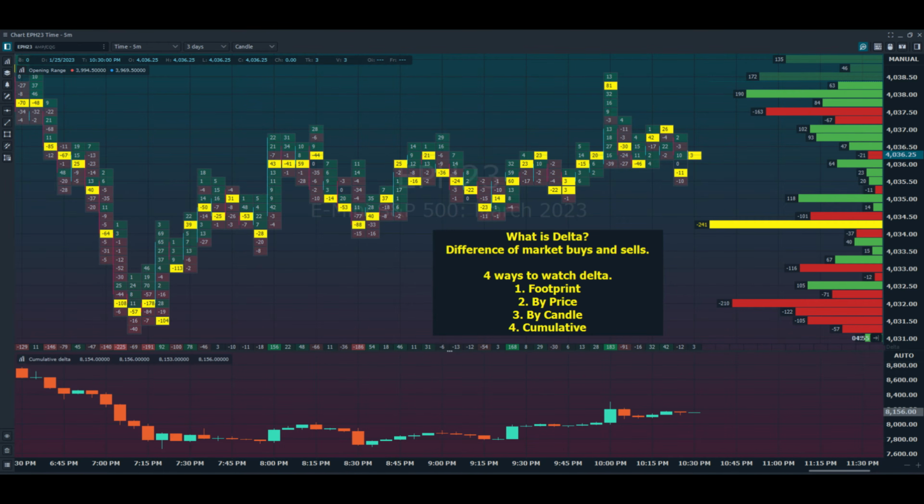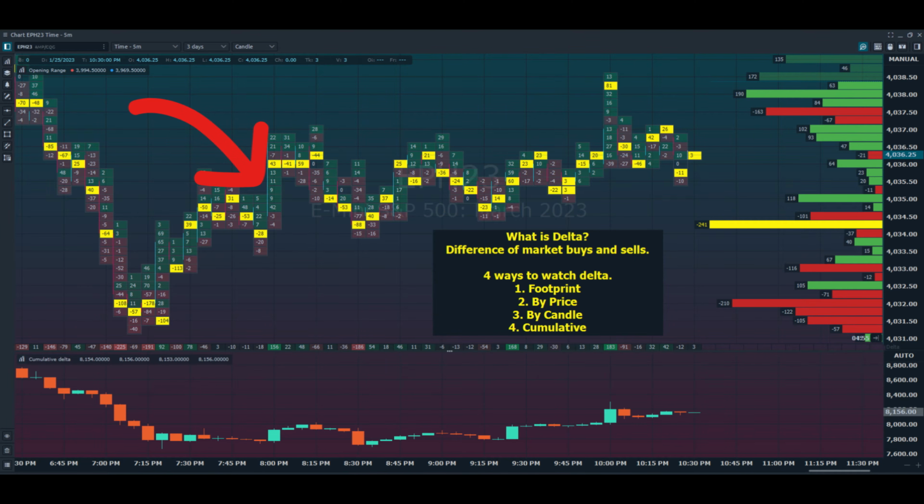All right, so before we get too deep into this, let's talk about what is delta and what are the different ways we can watch it. Well, delta is simply just the difference of market buys and market sells at a given data point. And the ways to watch it would, number one, be a footprint chart. Now these are the numbers and boxes that you see here in the middle of the screen.